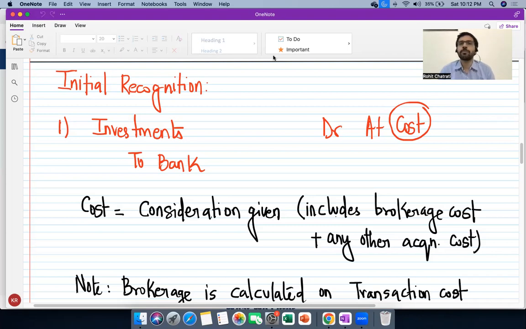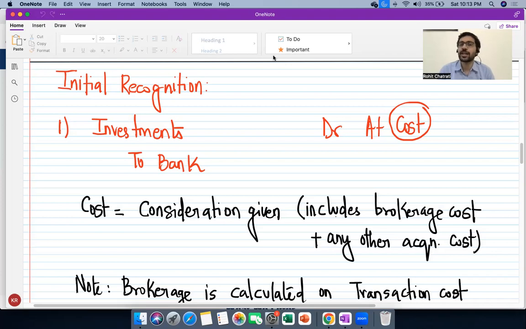Hi everyone, welcome back. In this session, we are going to continue our discussion on AS 13 and we are going to see the accounting for investments. If we have gone and acquired an investment in debenture or an investment in equity share, how do we account for those investments in debentures and equity shares is what we are going to see now.